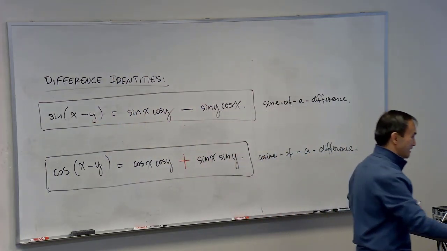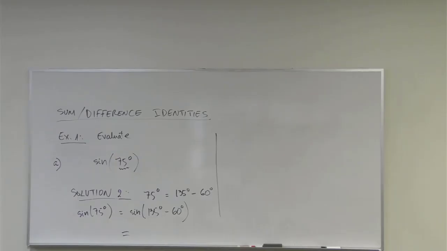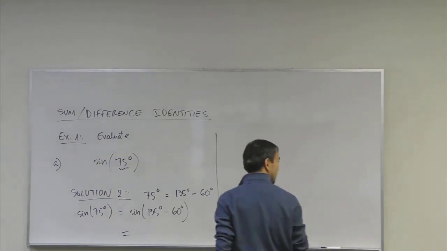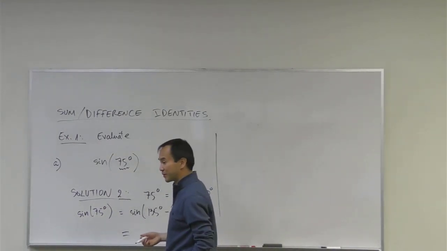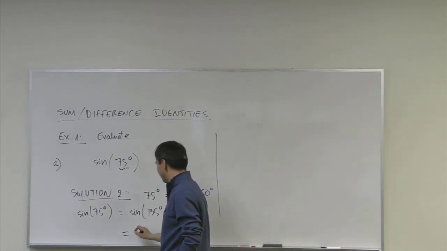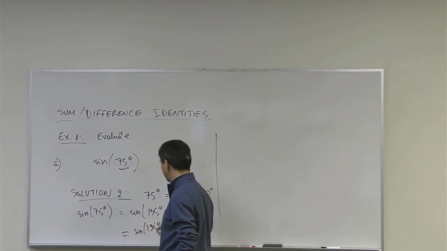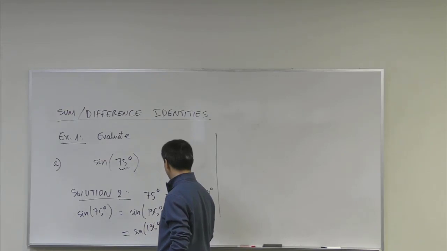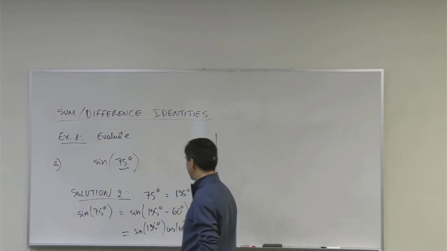And so you can see that as I go along with the example, I can point out an easier way to remember your formula. Now we're talking about sine of the first angle, 135, taking the product with cosine of 60. And then we subtract.